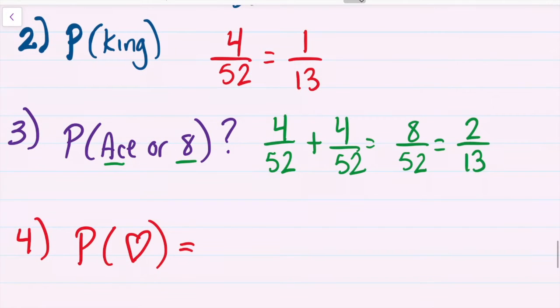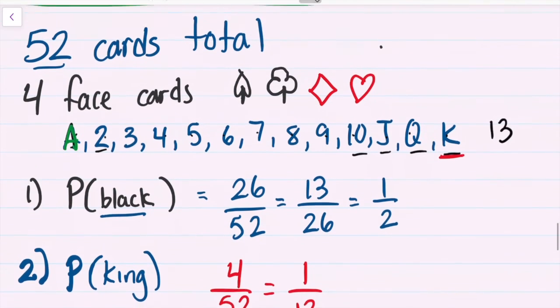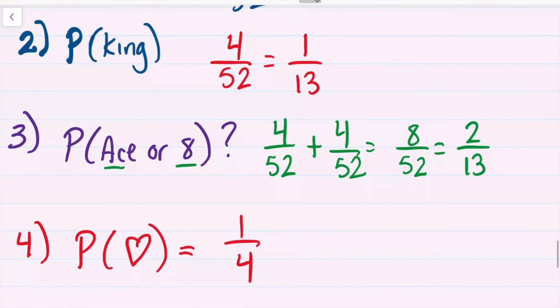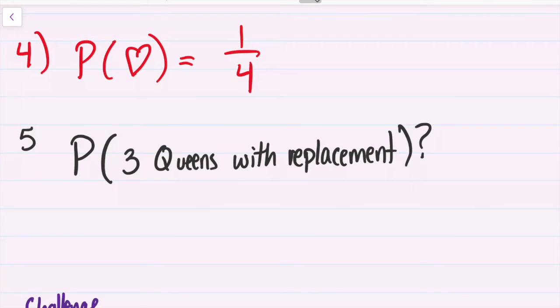And number 4, what's the probability of getting a heart? Well, remember, hearts is one of the suits, and we have 4 suits, so it'll be 1 out of 4. That's simple. Oh, this is a good one. What is the probability of getting 3 queens with replacement? What does that mean? That means basically you have the 52 cards, and you want to grab one randomly. What are the odds that the first one is a queen? You put the card back in the deck. Your second pick is going to be a queen. You put it back. And the third one's going to be a queen.